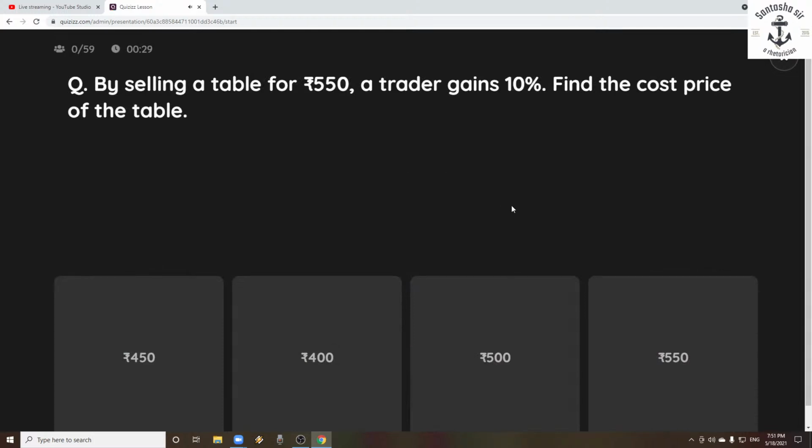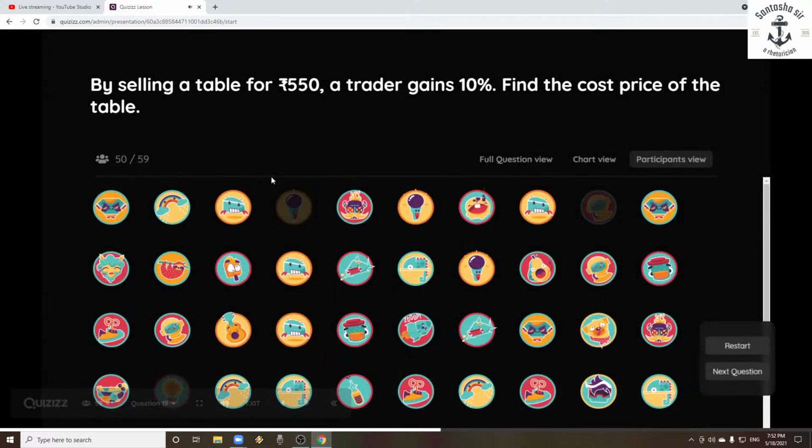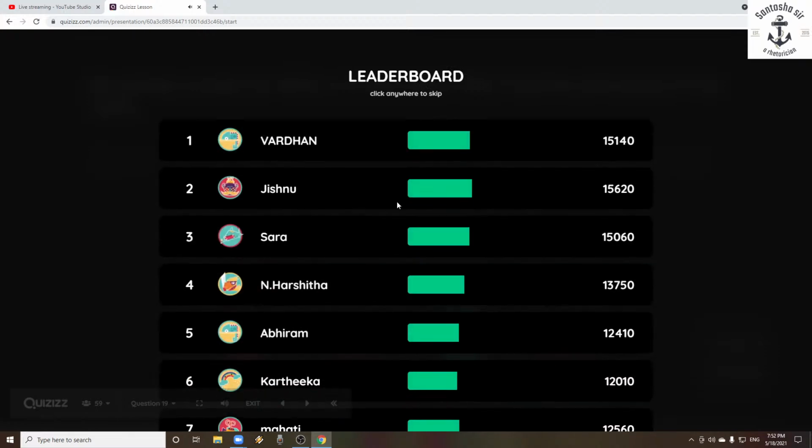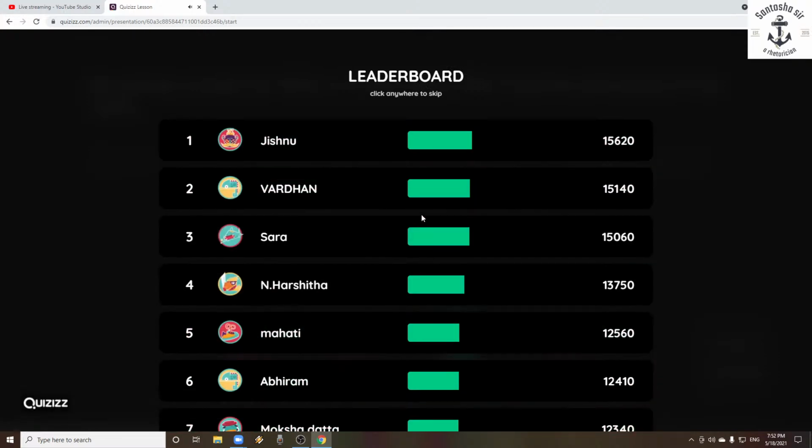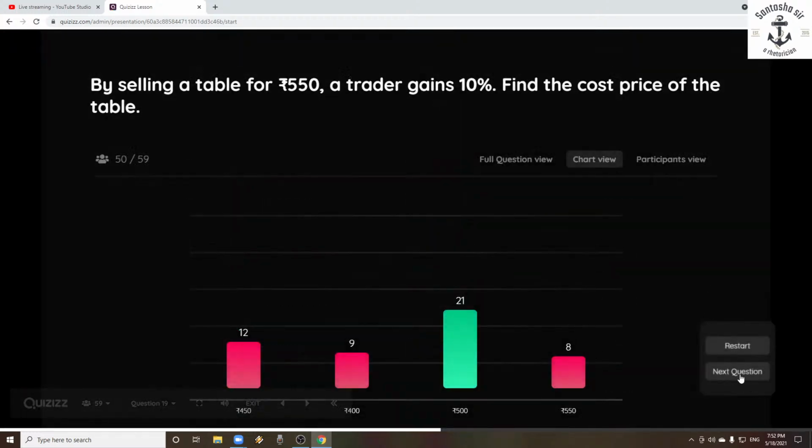19th question. Here comes on your screens. By selling a table for rupees 550, a trader gains 10%. Find the cost price of the table. Time is up. 50 members managed to answer it now out of 59 participants, and let's look into the leaderboard scores. We have first, fifth, and seventh positions replaced. 21 members answered it correctly.